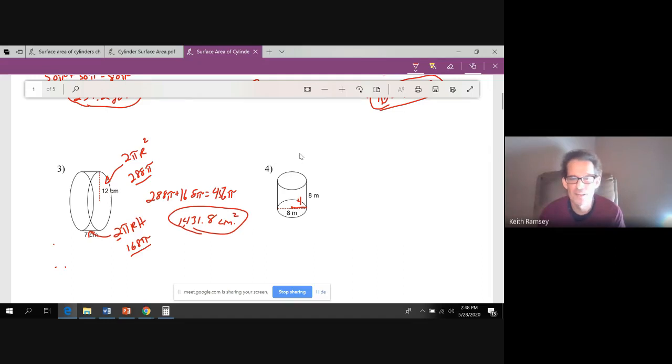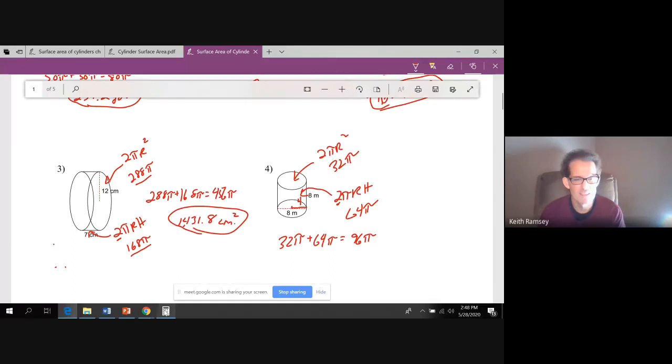Let's check out number 4 together. So my bases is 2 pi r squared. So I have a radius of 4, 4 times 4 is 16, times 2 is going to be 32 pi. Okay. My lateral surface formula is 2 times pi times the radius times the height. So if my radius is 4 and my height is 8, 4 times 8 is 32, times 2 is 64 pi. Now I just add that together. I have 32 pi plus 64 pi is going to be 96 times pi.